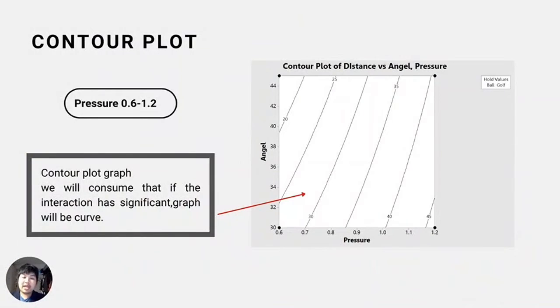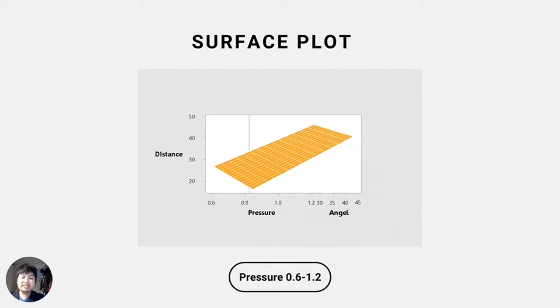Next, the contour plot graph in the pressure 0.6 to 1.2. We assume that if the interaction is significant, the graph will be curved. If you look at the plot, you can see the line is curved. It can be that the interaction is significant in the direction high to low. Set the angle low and pressure high. In the surface plot, it shows high pressure and angle.